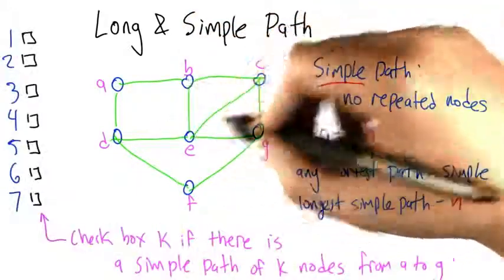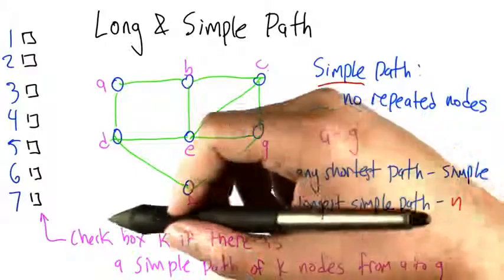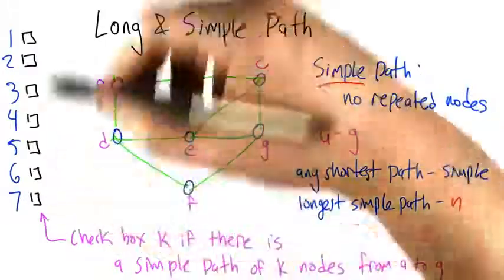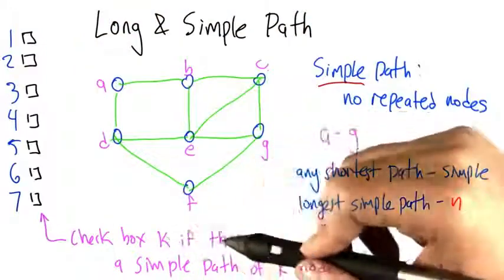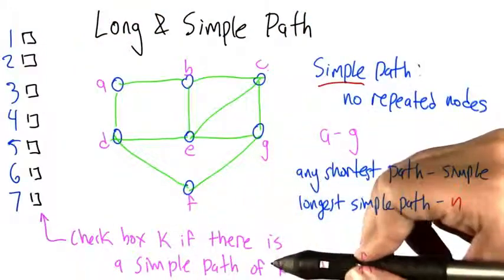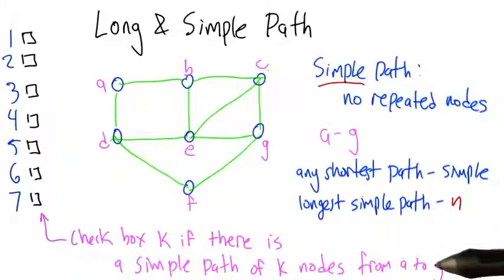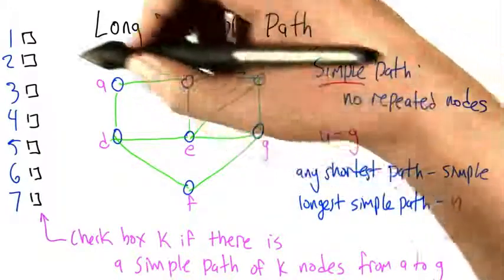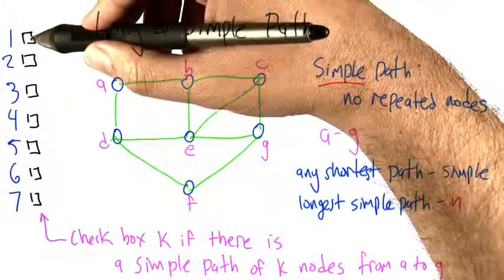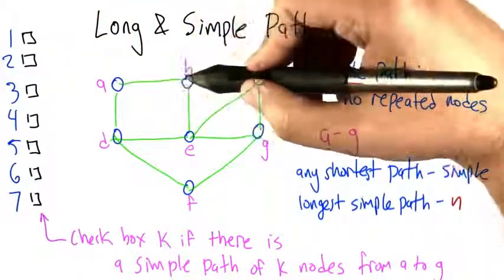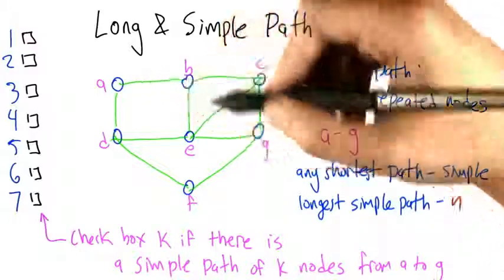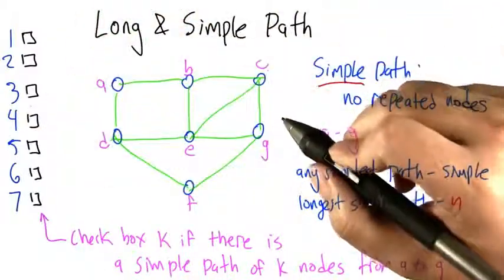So let's ask a question having to do with this graph here. I want you to check the boxes, each box with number k next to it, if there is a simple path of k nodes that goes from A to G. So, for example, it can't be 1 because it has to have at least A and G on it. And we already saw a path A, B, E, G that's a simple path that has 4 nodes on it, so we'll give you 4.